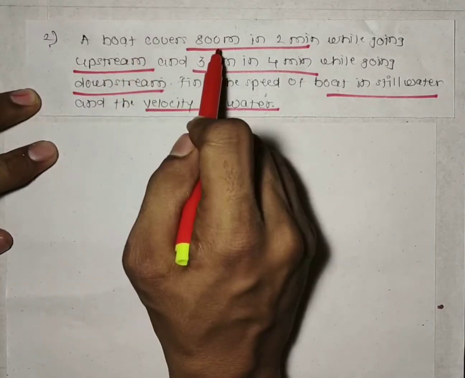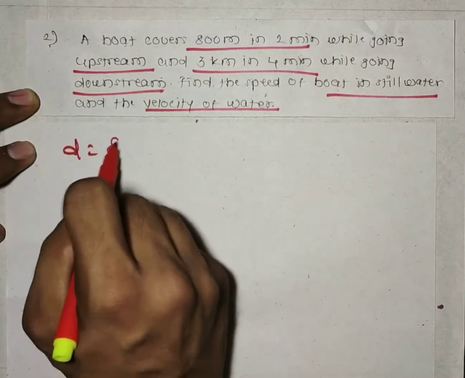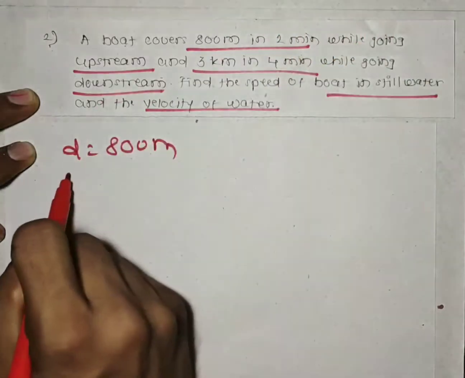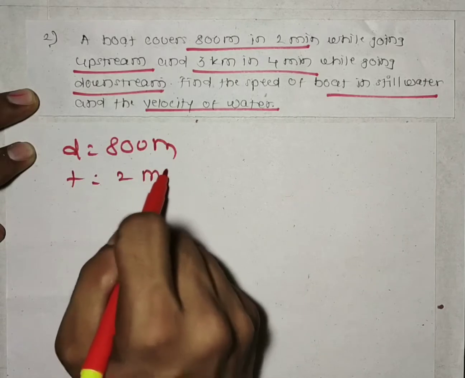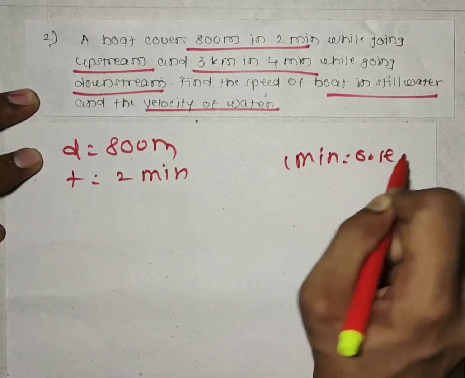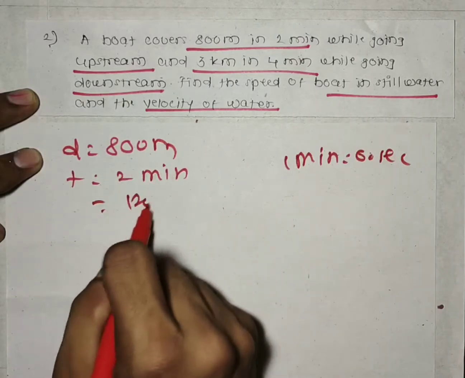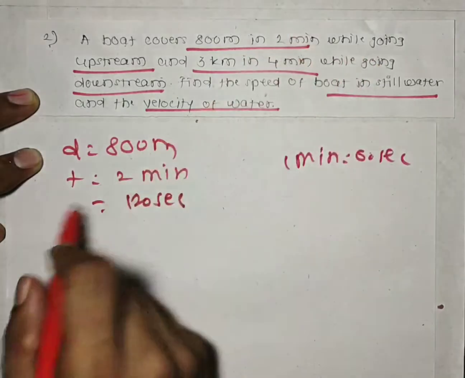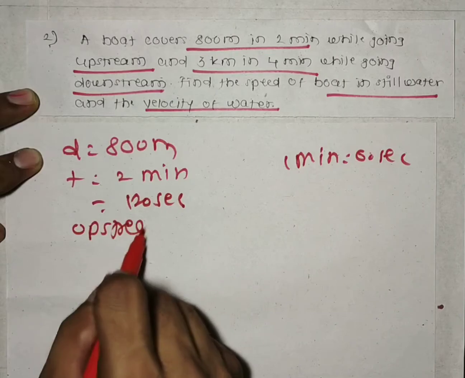A boat covers 800 meters. Distance is equal to 800 meters in 2 minutes, so t is equal to 2 minutes. But we know that 1 minute is equal to 60 seconds. That's why 2 minutes is equal to 120 seconds while going upstream. So this is the upstream case.